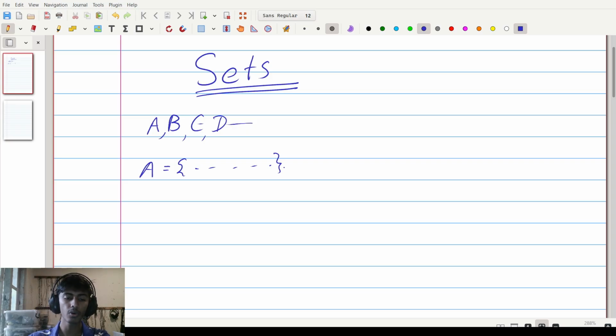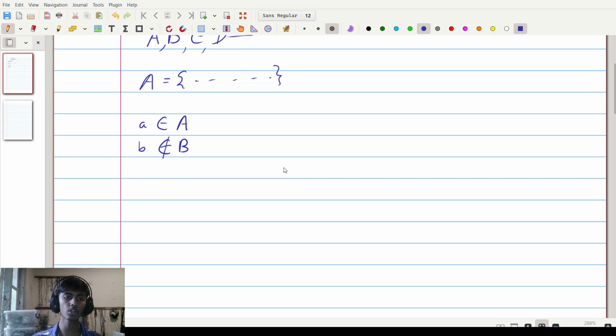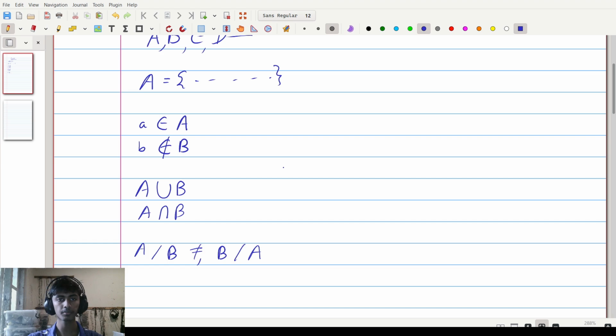And furthermore, we talked about the notations for sets, saying that if A is an element of the set capital A, we write it like this. We also said that if, let's say, B is not an element of the set capital A, we write it like this. We also talked about adding two sets together in different ways. We talked about the intersect function, the union function, like A union B, A intersect B. We talked about the difference of A relative to B and the difference of B relative to A, and talked about how these two are not equal to each other.